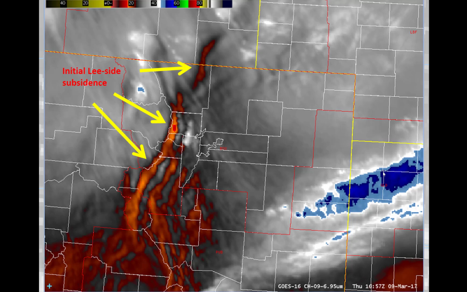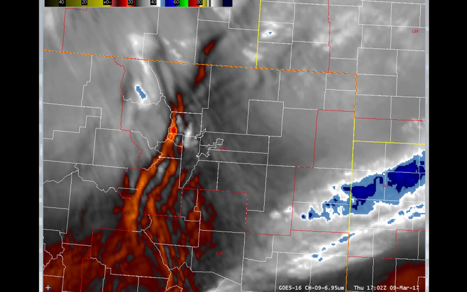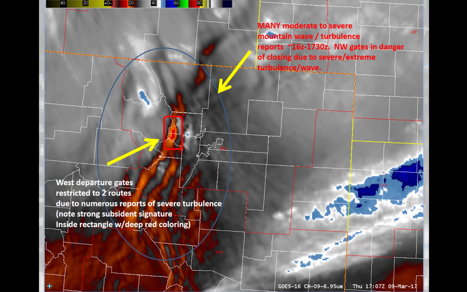mountain wave report between about 16 and 17Z, such that there is consideration to shutting down the northwest arrival gates. And we had to go ahead and toggle one more, I believe. Go ahead and, yeah, there you go. So, let's see, I can't see the time stamp on this, but I believe this is around 1715, 1720, if I'm not mistaken. 1707. Okay, 1707.